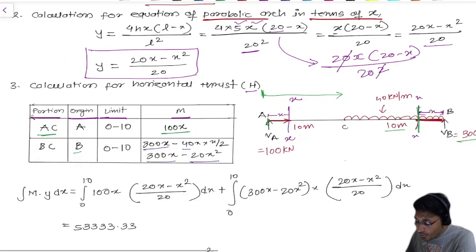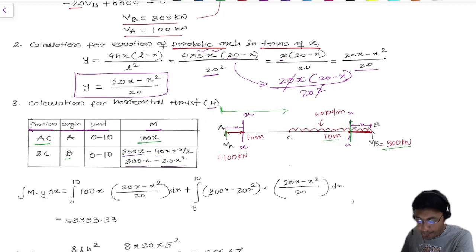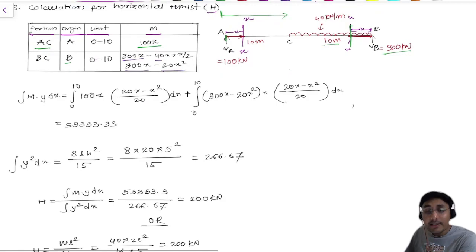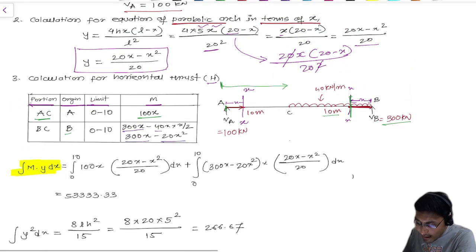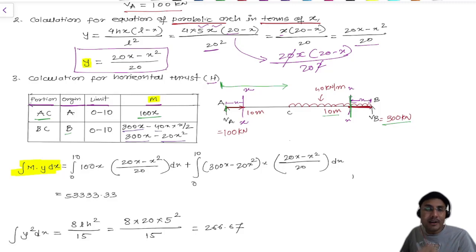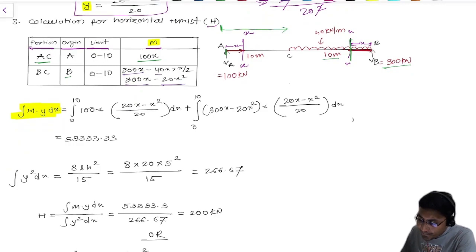Understand? Now you have the moment equations with you. There is an equation to calculate the horizontal thrust, which is given by the integration of moment into the parabolic arch equation, which is m into y. Whatever you have calculated for m, you need to multiply with this y. That's why we have calculated the m and y equations. Now, first of all, there will be two equations.